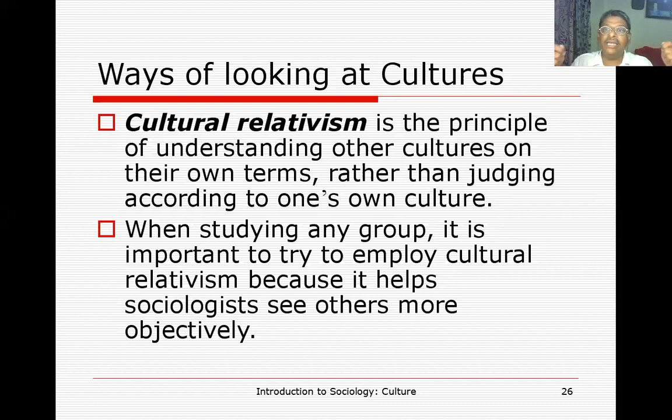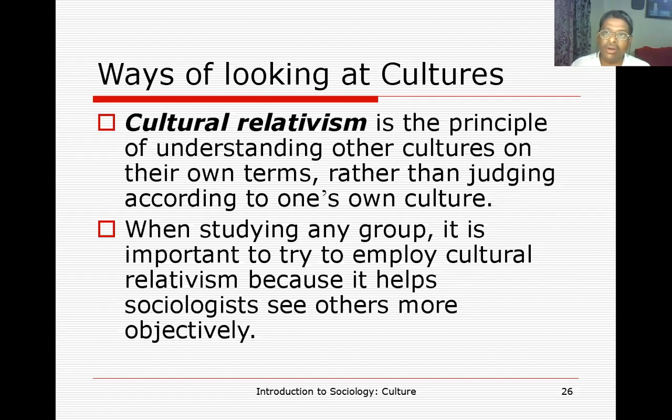When studying any group, it is important to try to employ cultural relativism because it helps sociologists to see others more objectively. In one way, this is good, but if you really open all the doors for this, you lose the exclusiveness of biblical culture. It leads to a kind of syncretistic practices.